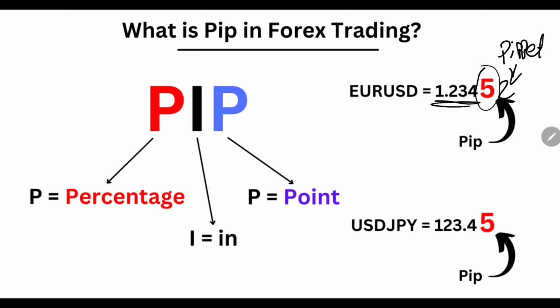But unlike those, the JPY pairs, for example USD JPY, are actually different. The second number behind the decimal place is considered as the pip, and the third number, it can be 3, it can be 4, it can be whatsoever, is considered as the pipette. So JPY pairs are slightly different from other pairs like Euro USD, GBP USD, and all the rest.